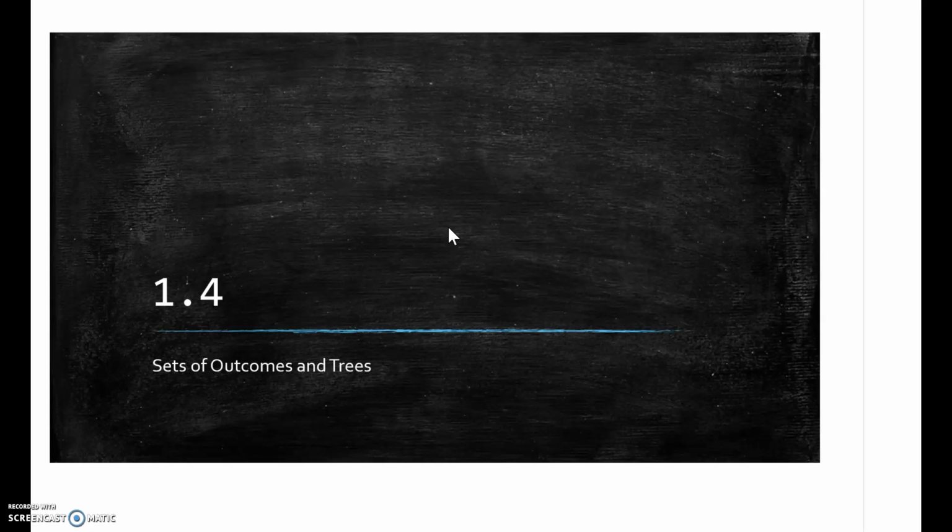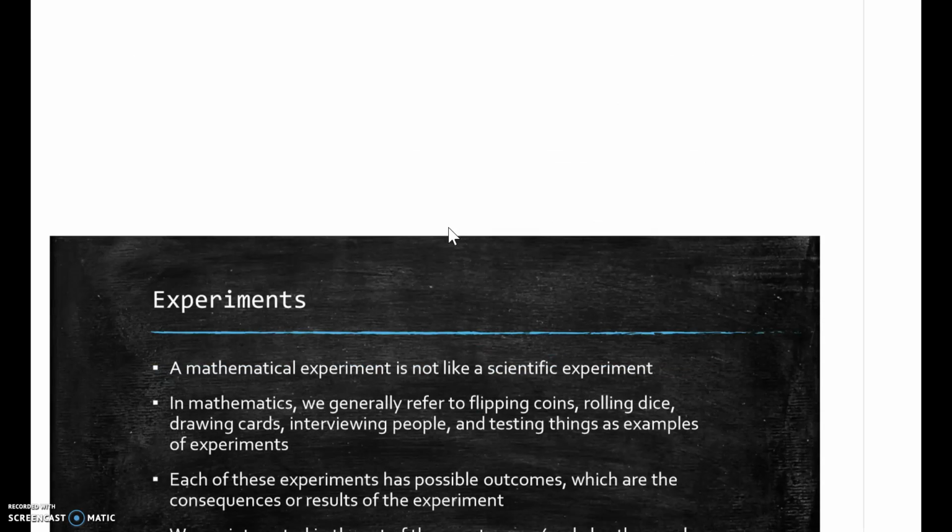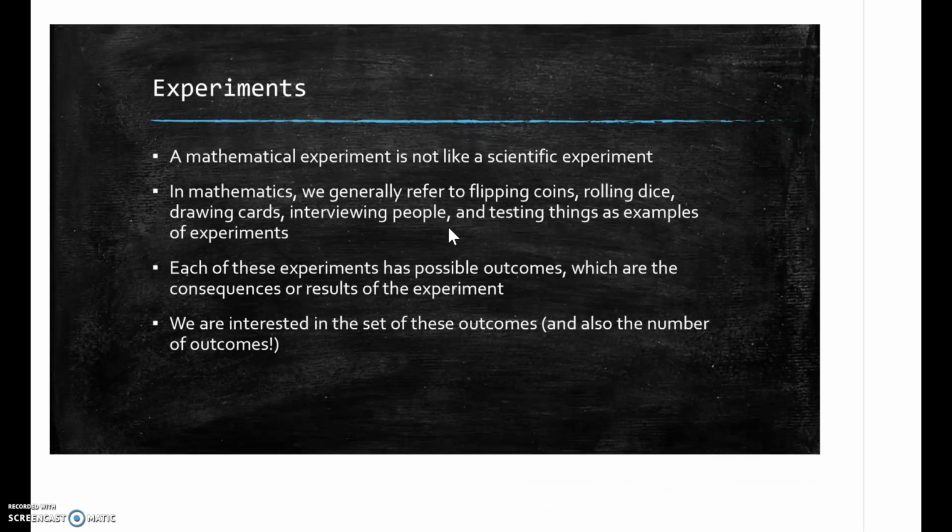This is actually the last section of chapter 1. We're going to take a couple days on it, but we're going to talk about sets of outcomes and trees, all right? And this is going to lead us into a unit on probability. So, a couple vocabulary terms for you to start off with.